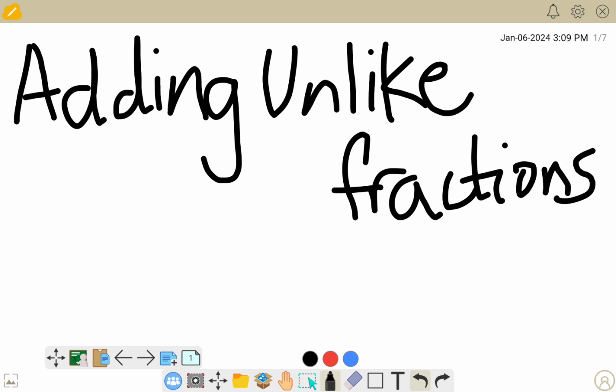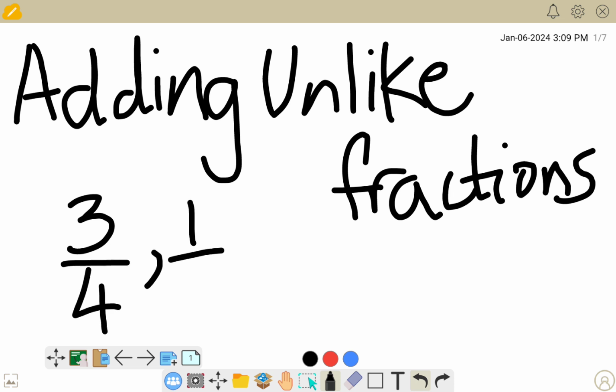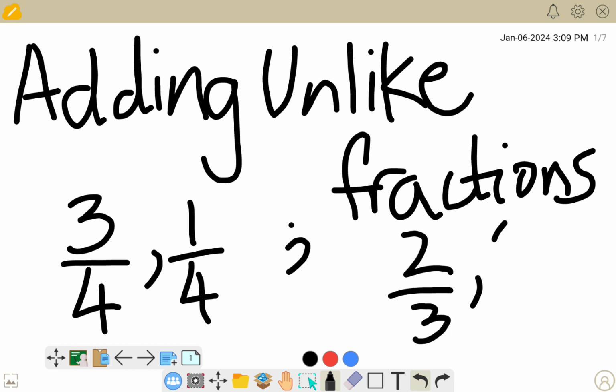Before we dive into the topic, let us discuss the differences between like and unlike fractions. Like fractions are those fractions that have the same denominator, like 3 by 4 and 1 by 4, because they have the same denominator, which is 4. Unlike fractions are those fractions which have different denominators, like 2 by 3 and 5 by 6. They have different denominators, so they are unlike fractions.